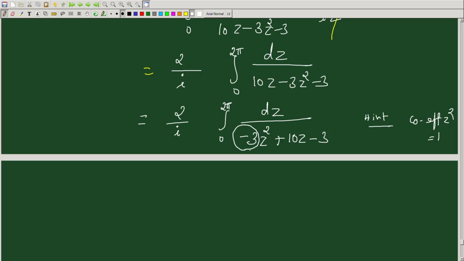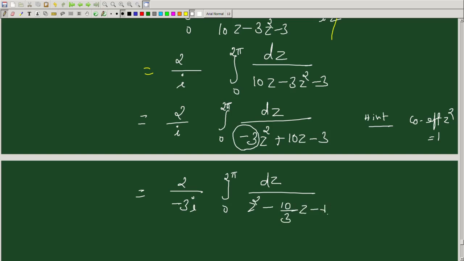It is in the denominator, so that's what you have to take outside, right? Then this would be 2 by minus 3i, limit 0 to 2 pi dz. I am taking minus 3 outside, right? That's what z square minus 10 by 3 into z minus 3 by 3 is 1, right?